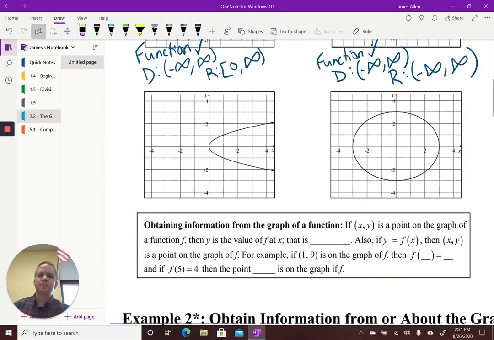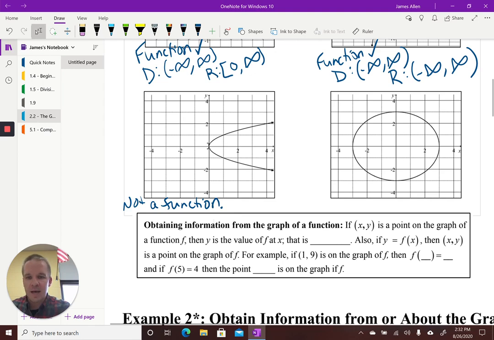Next one. This looks interesting here. It looks like that quadratic, but on its side. Does this pass the vertical line test? No. Not a function. And then domain and range. We can still do domain and range.